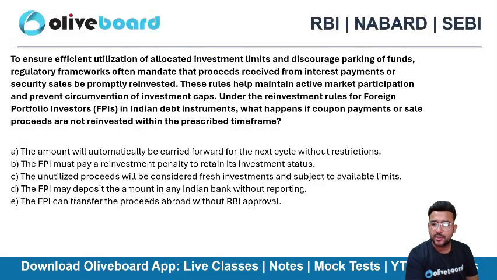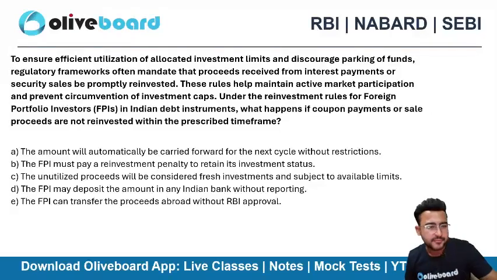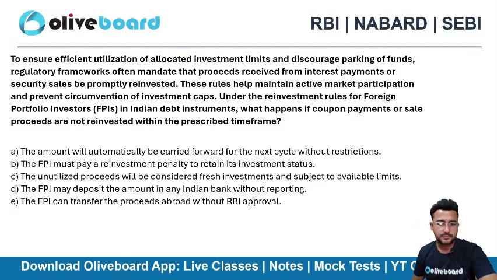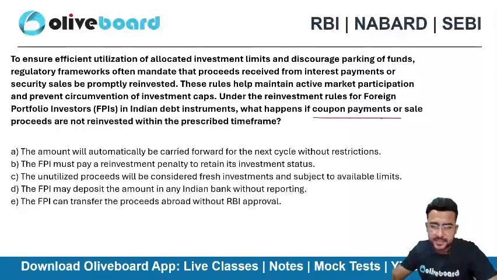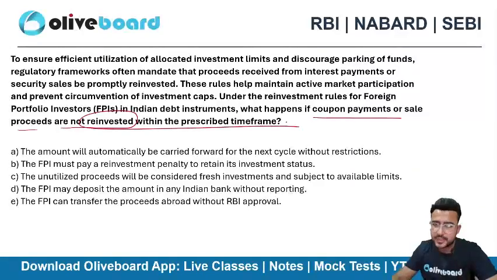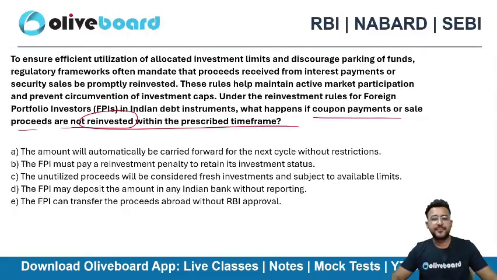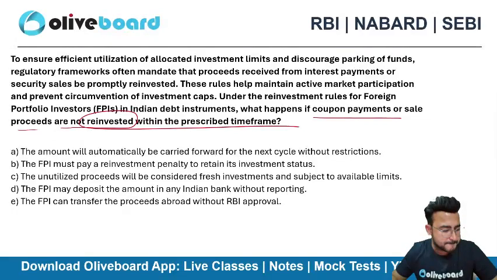Under the reinvestment rules of the FPI in Indian debt instruments, what happens if the coupon payments or sale proceeds are not reinvested within the prescribed time framework? If the coupon payments that the FPI has received or sale proceeds are not reinvested within the prescribed time framework, what should be the correct choice here?